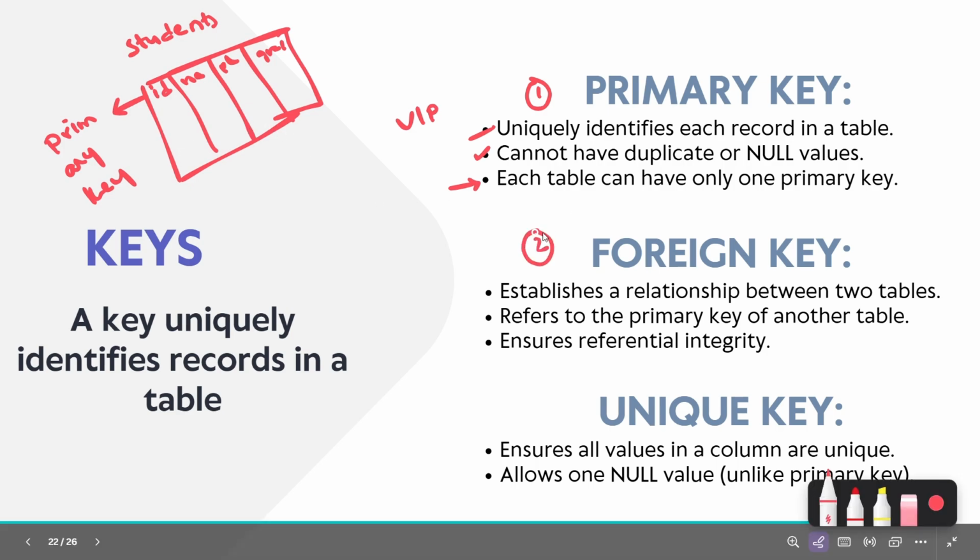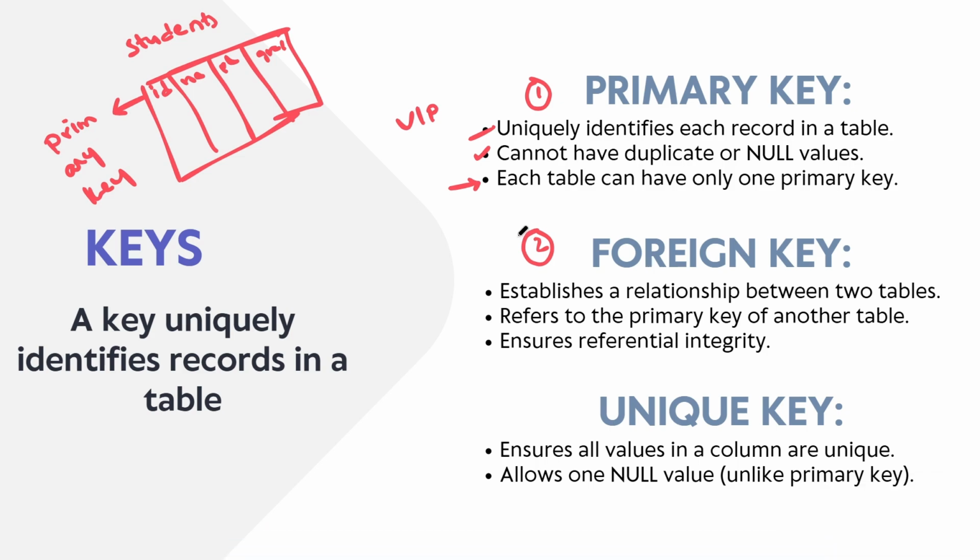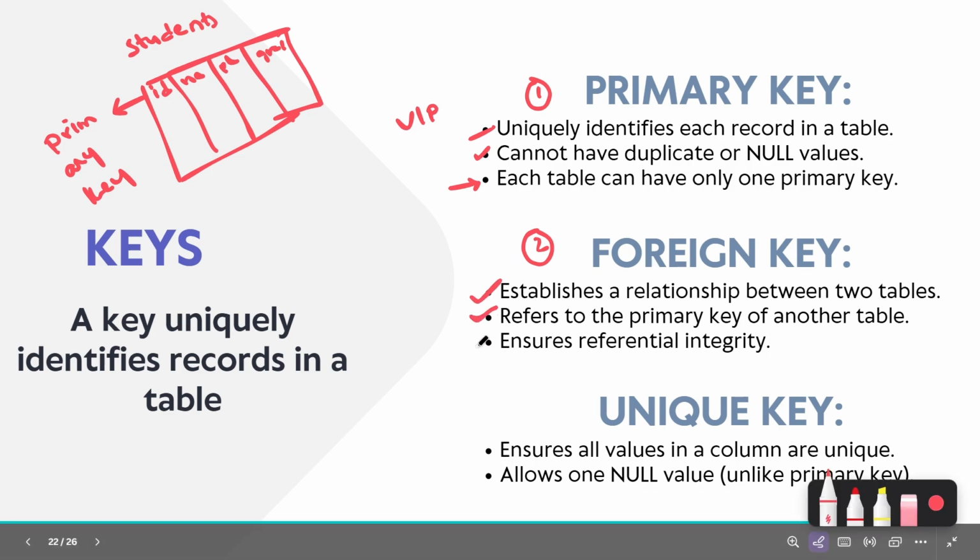Next comes the foreign key. So, a foreign key is like a connector. It ensures that there is a connection between two tables. It references the primary key of another table to establish a relationship. So, it ensures that there is referential integrity.